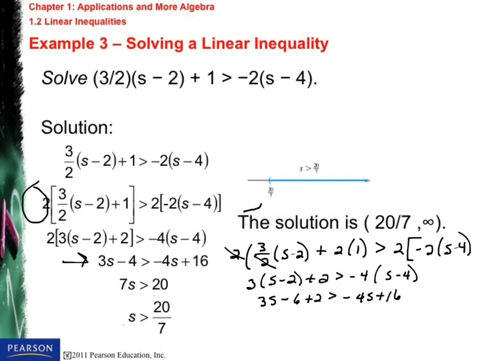And then when you draw it on the number line, the way we were taught in elementary school, we would have an open circle here. If it was less than or equal to, then you would shade the circle. But it's not. It's greater than. S is greater than 20/7. So we'd have an open circle.